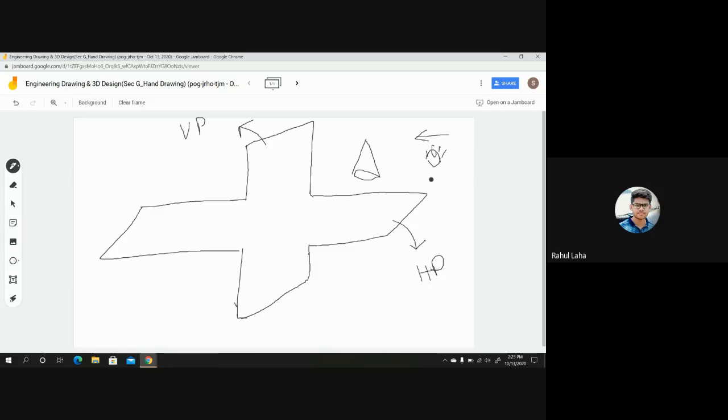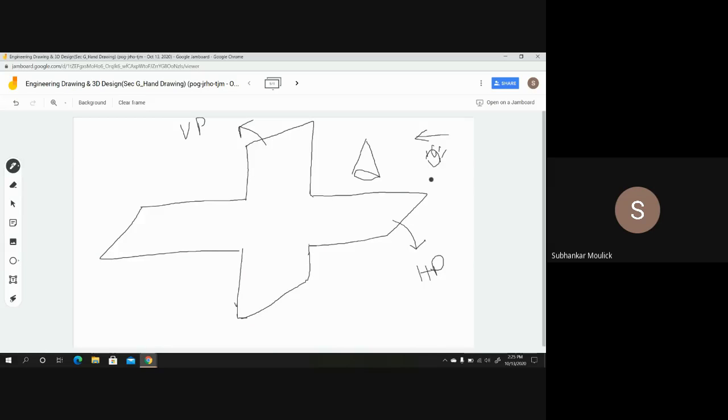Yes, sir. Again, I am repeating. My object is a cone. I am interested in finding out the front view, top view, and side view. That side view can be anything. It can be a left-hand side view. It can be a right-hand side view.